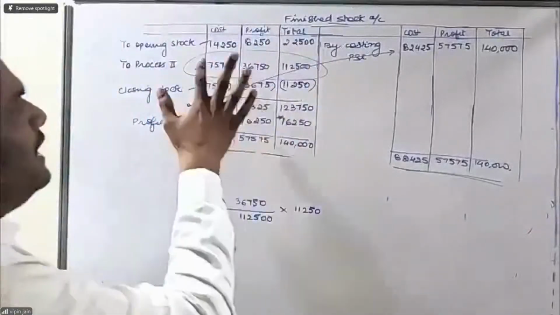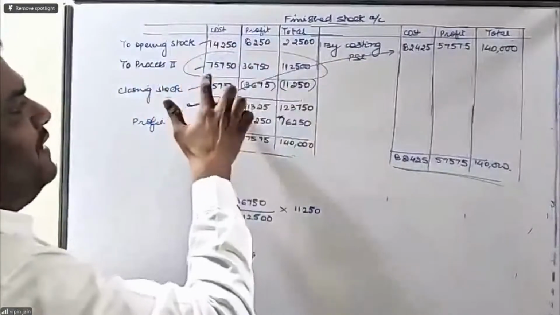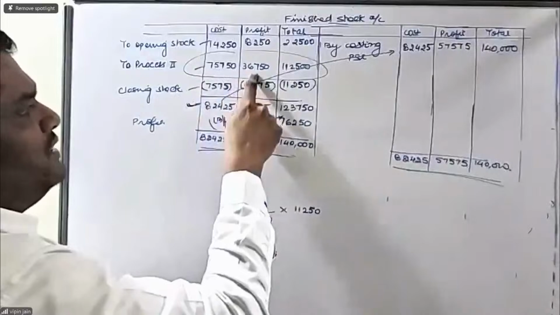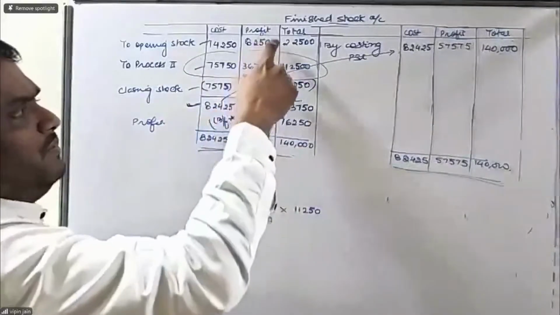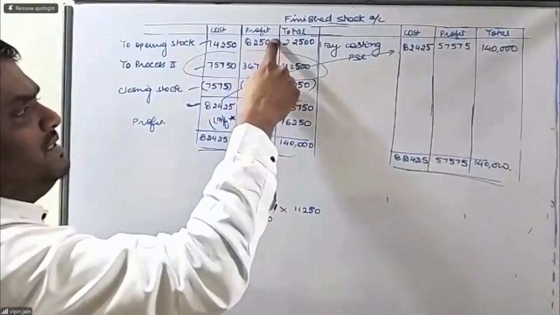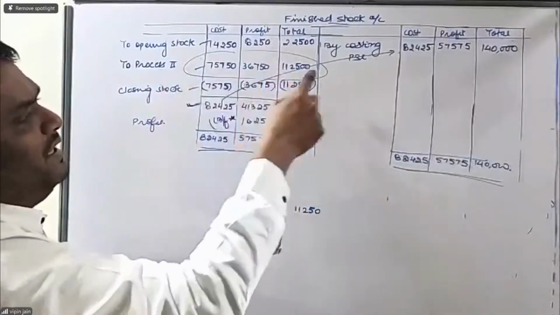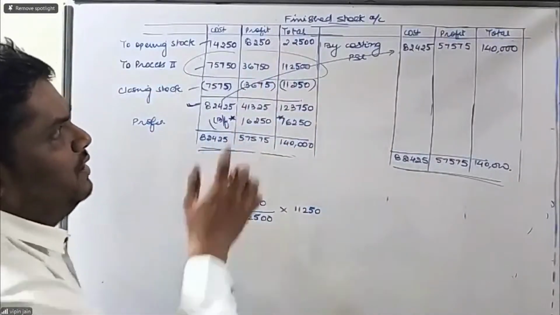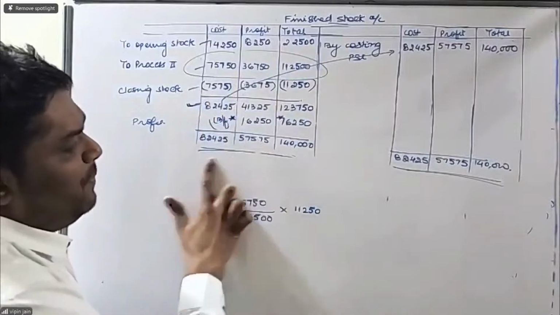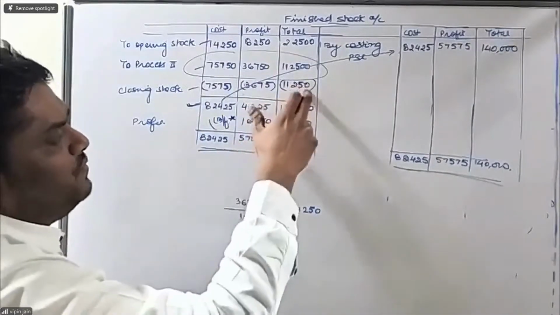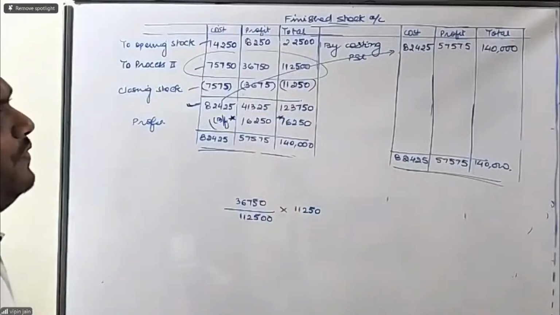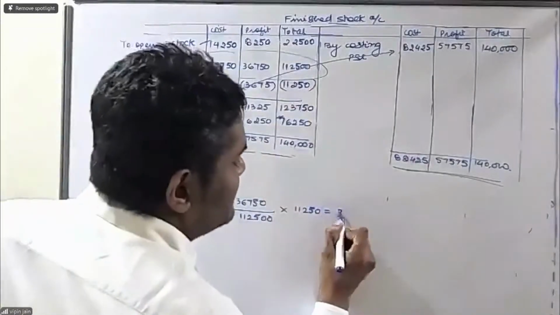So herein, when talking about process second, this data is available, that is 75,750, 36,750, and 1,12,500. So we will not be considering the total, but simply only the data received from process second. So 36,750 is the profit on 1,12,500. So how much will be the proportionate profit on 11,250? This will be 3,675.